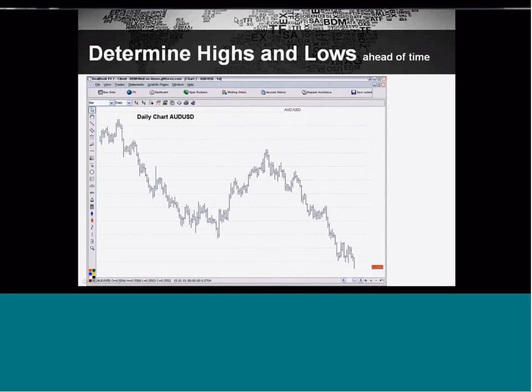Leading indicators. Here's what a leading indicator is going to do for you. Aussie-US dollar. We've got a high. The high is sitting here. How would you have known that that high would have occurred ahead of time?